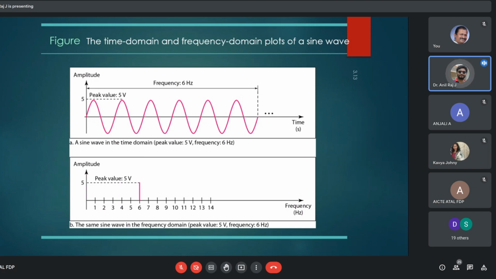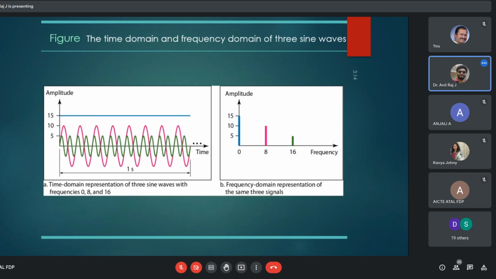So let us see what is the importance of this frequency domain representation in the next slide. Here on the left side, in this image, we have 3 signals in the same time domain. One is a DC signal. DC means having zero frequency. Only a 15-volt amplitude is there, so there is no repeating. So it has a zero frequency component. The second one is of 8 hertz, and the third signal is of 16 hertz. So these are the three features associated with these three discriminating features.